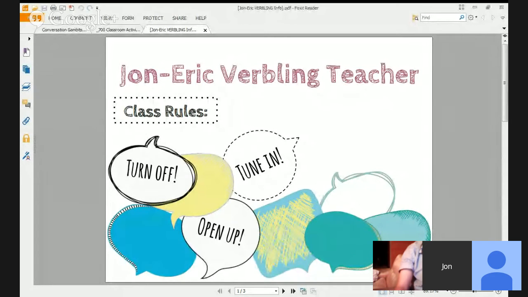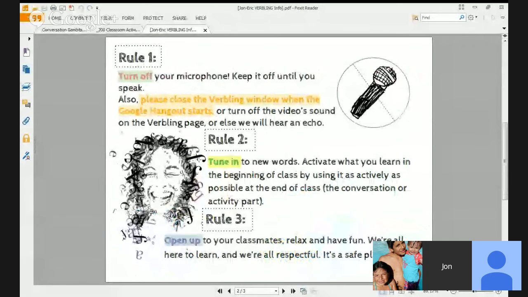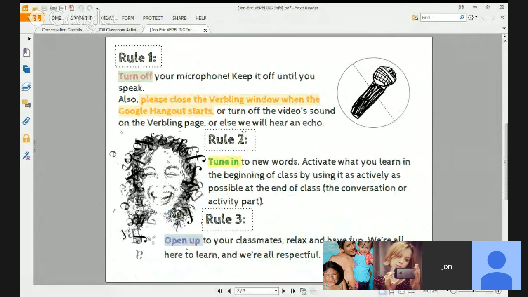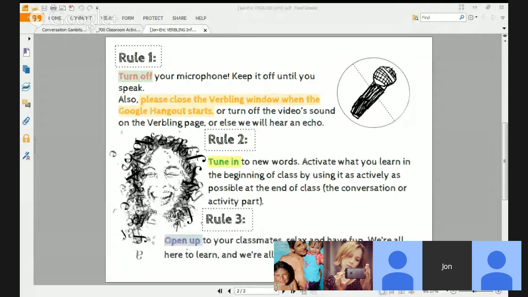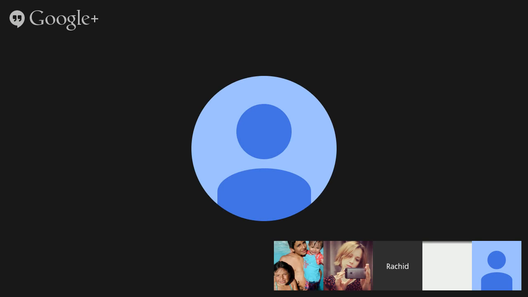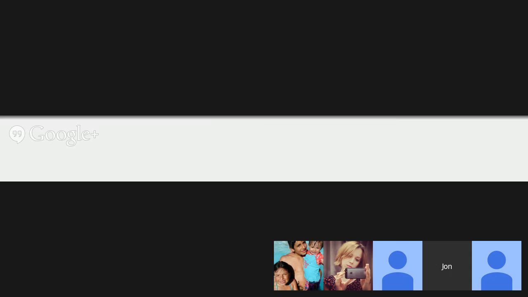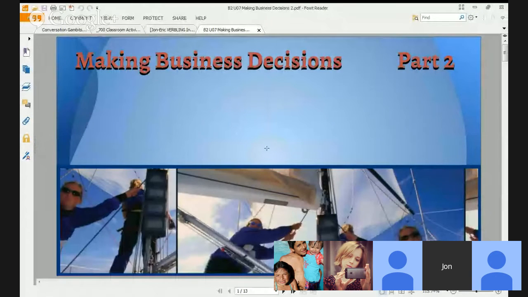By the way, here are 3 quick rules to help you participate. Don't forget to turn off, tune in, and open up. That means when you're not speaking, turn off your microphone so we can keep the classroom quiet. But when you are speaking, please tune into the new words and expressions. Use them actively so I can correct you and give you feedback. And finally, open up to your classmates. Relax and have fun. We're all here to learn, and this is a safe and respectful place to practice your English.